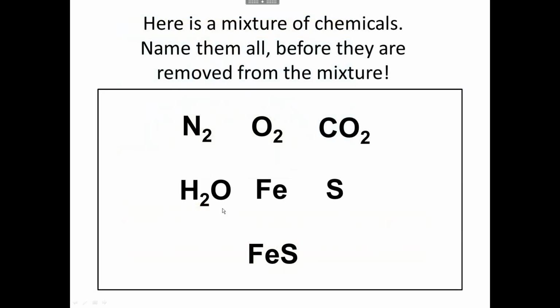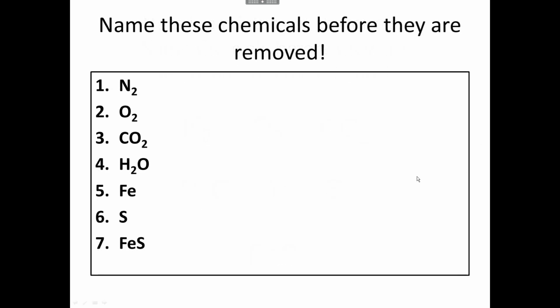Okay, here's a mixture of chemicals on the screen. And in a moment, their chemical formula is going to start to disappear from the mixture. Each chemical is going to be removed from the mixture. Can you work out their names? Write down the name of each chemical before it disappears from the mixture. Here we go. They're about to start disappearing. Write them down.